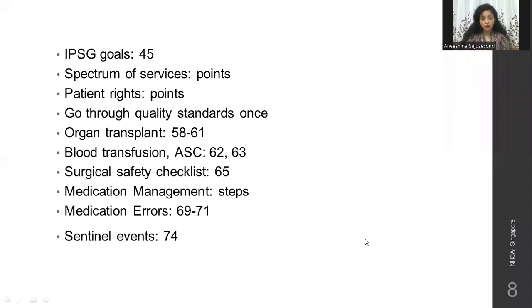Then medication management, only the steps, just read it once. Okay, only conceptual questions can come. Medication errors, very important chapter. We may give you some examples. You have to identify what kind of medication error has taken place here. Okay, so be very thorough with the different types of medication errors that have been mentioned.